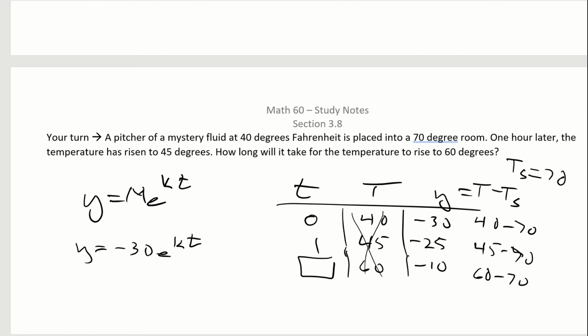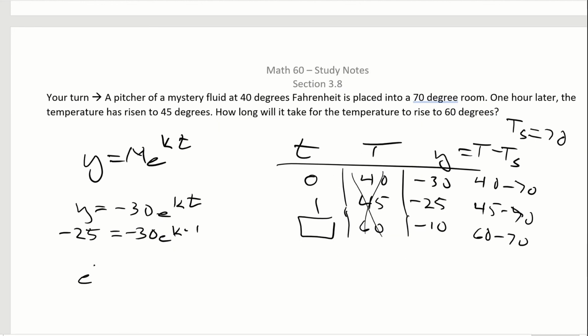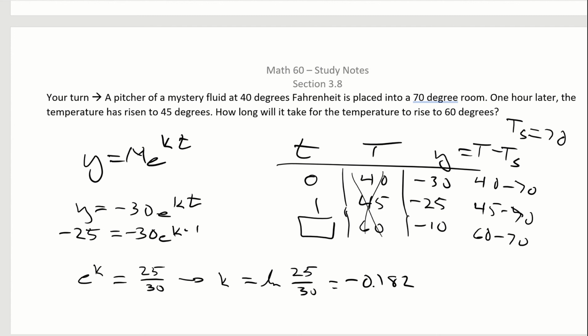Now we're going to find k. 1 hour later, you're at negative 25 times 1, right? So e to the k is equal to 25 over 30, watching the negatives cancel. So k itself is the natural log of 25 divided by 30. And what do we get there? For that one, I got negative 0.182, roughly.